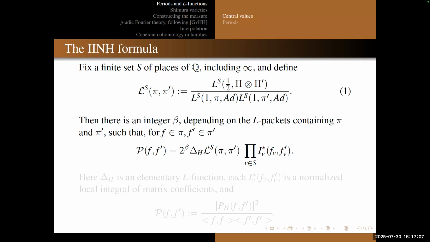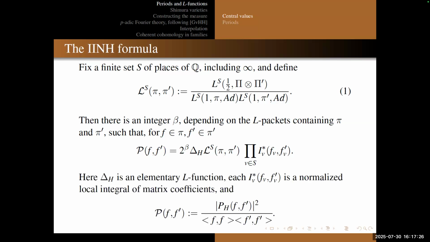These are local correction terms. These are some simple factors. And then this is the part that is the period. So you ignore everything except this. This quantity can be given as an explicit product or ratio of integrals. And there's the ratio in question.